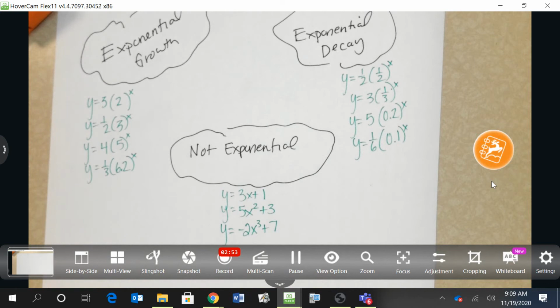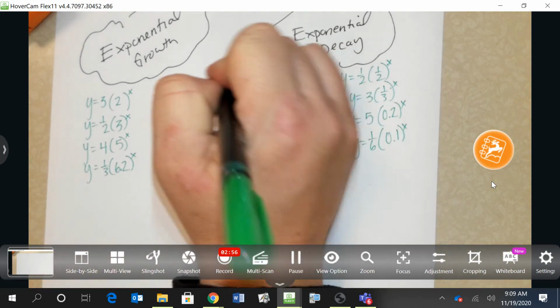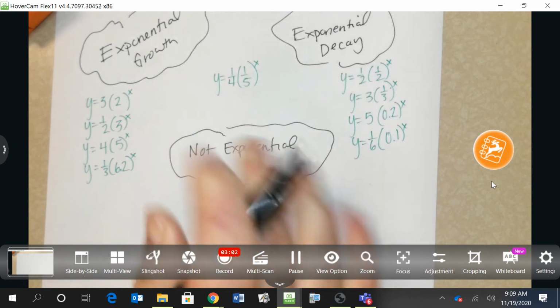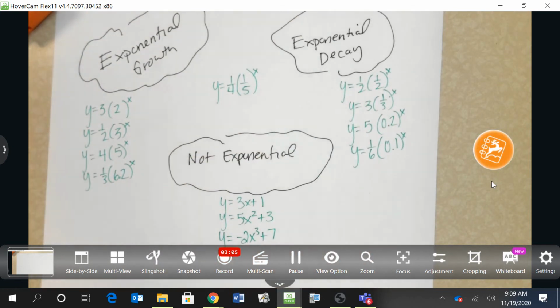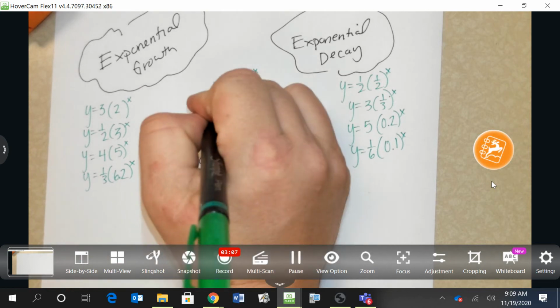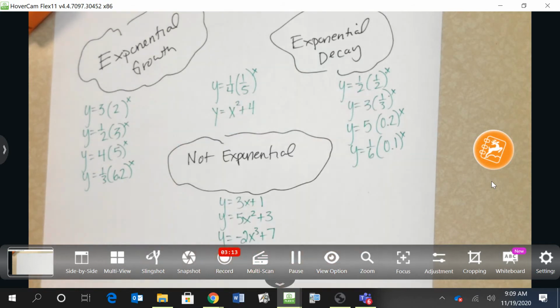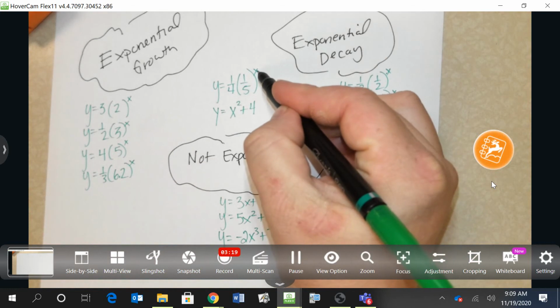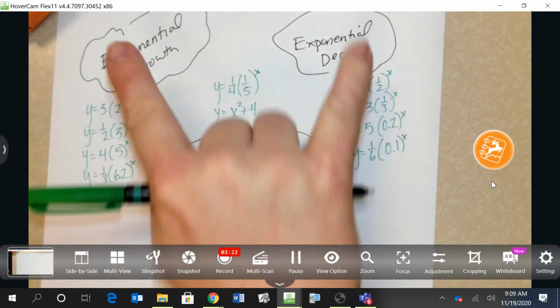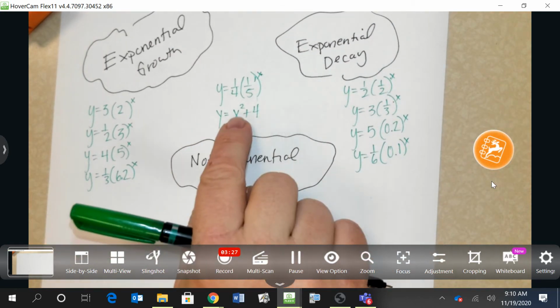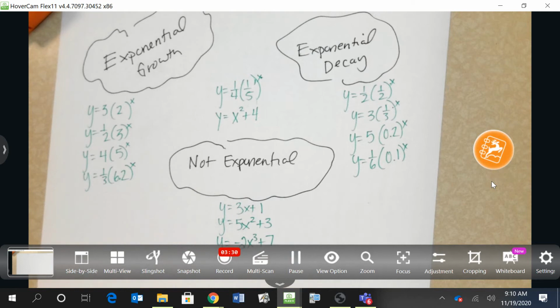So on one question of your test, they'll present you with a question. Let me just give you an example. And they'll say, is this an example of exponential growth, exponential decay, or not exponential? Again, variable is in the exponent position, so I'm looking at these two. It's positive, and the number inside is between 0 and 1. This is decay. The variable is not in the exponent position, automatically not exponential. All right.